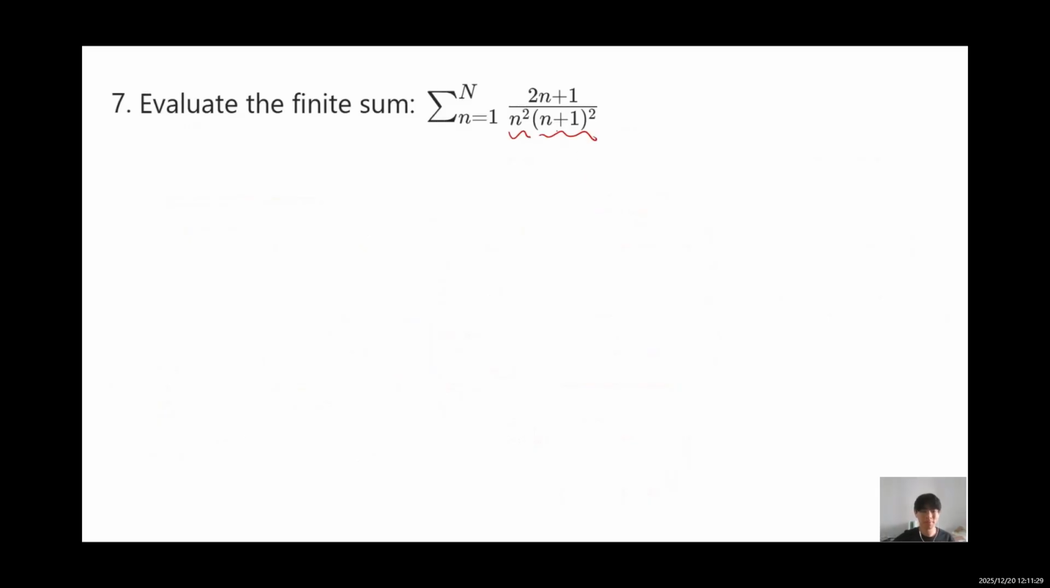Whoa. Oh, here's one we haven't seen. Let's see. Evaluate the finite sum. Finite sum. Oh, it's to n. Okay. Let's write. Check whether it's proper. The degree of the upper part is 1, and the degree of this is 4. 1 is less than 4, so it's proper. So we can move on.